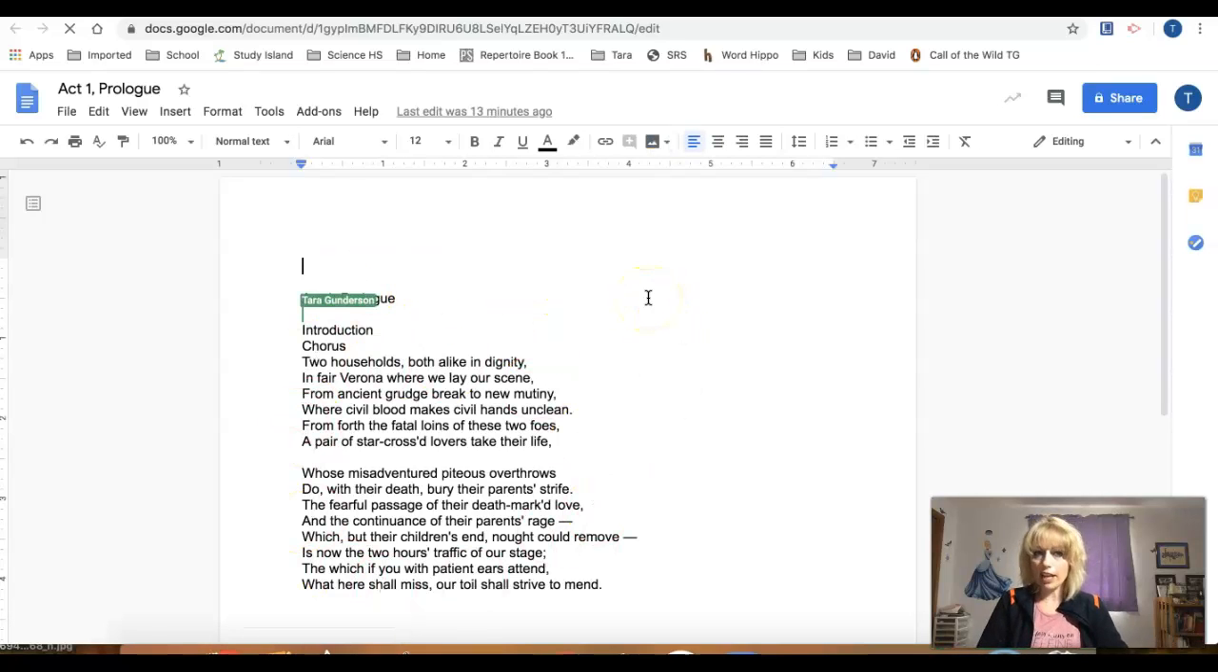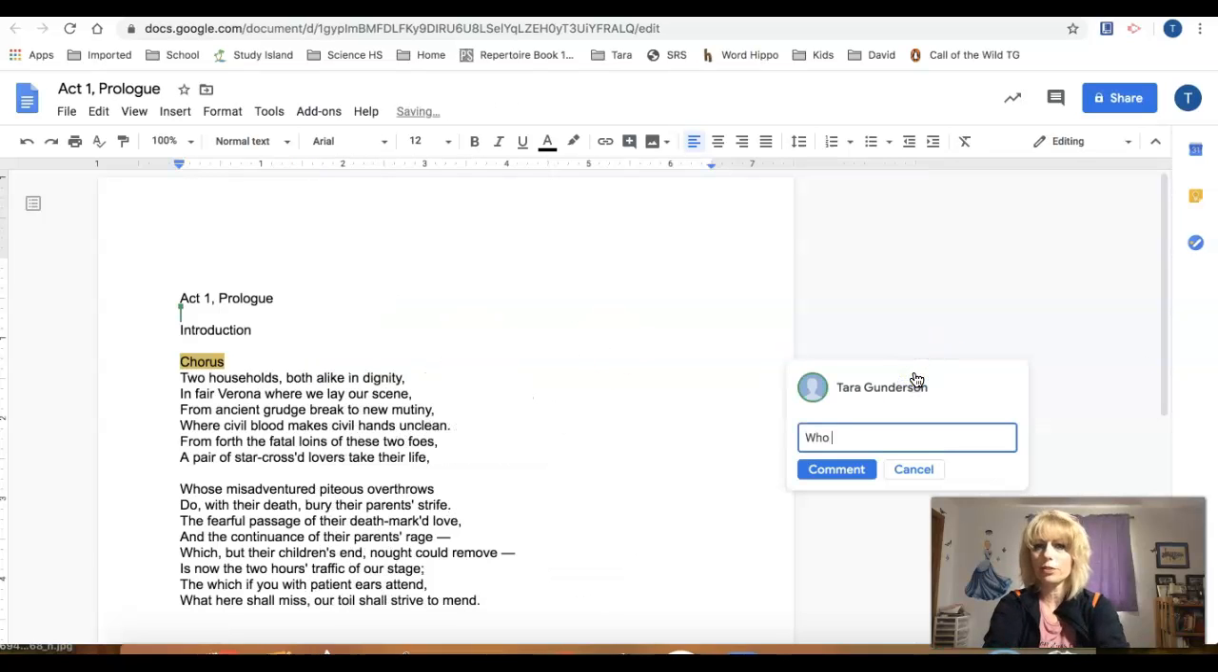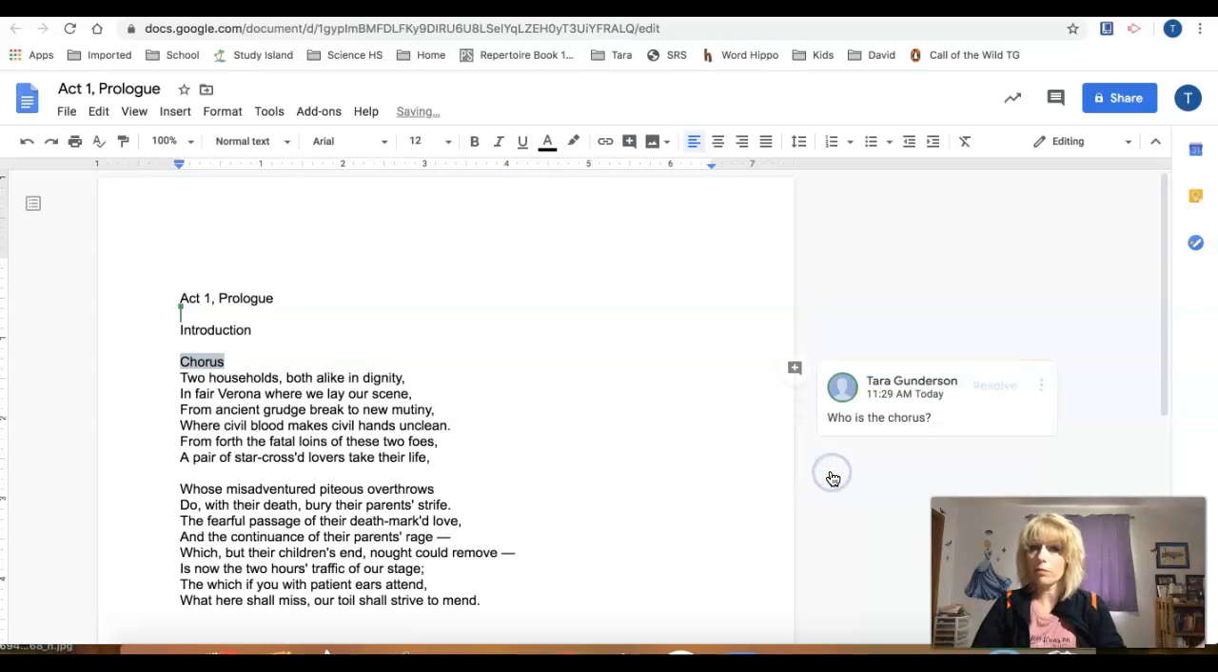Everybody has the same page, and I wanted everyone to have the same page on Google, because I am looking for you guys to do 2 things. Number 1, I want you to make annotated notes on here. So this is the introduction, okay? And the chorus is who says it. Let's say I haven't done this yet. I want you to highlight that and put a note over here saying, who is the chorus? That's for me, so that we can look at it later. I'm going to make a comment, and it's going to be there for me to look at later, okay?